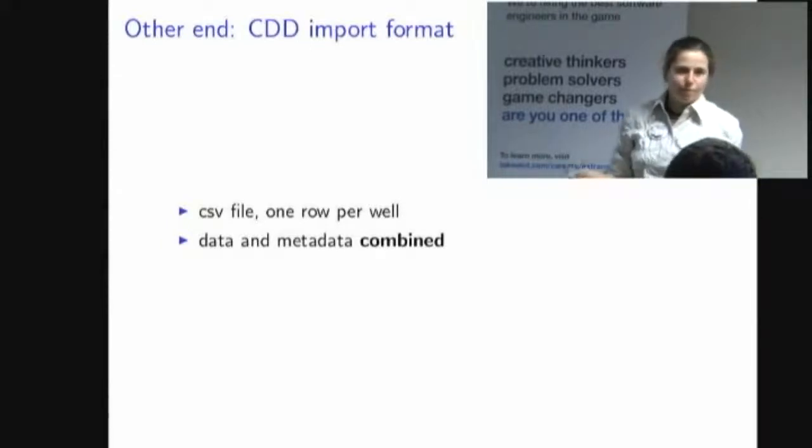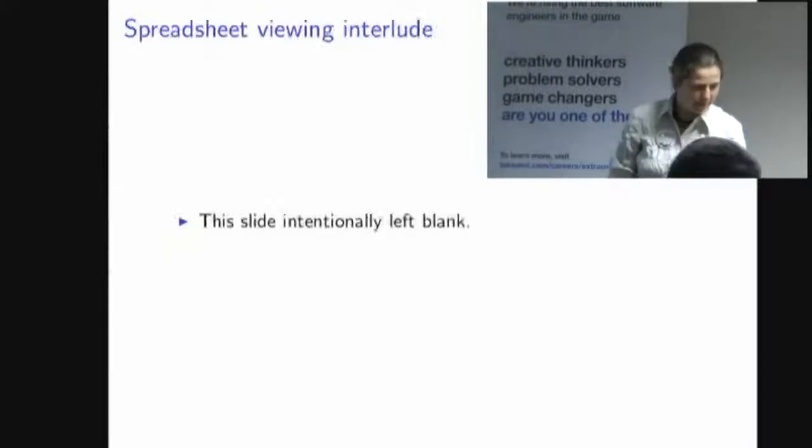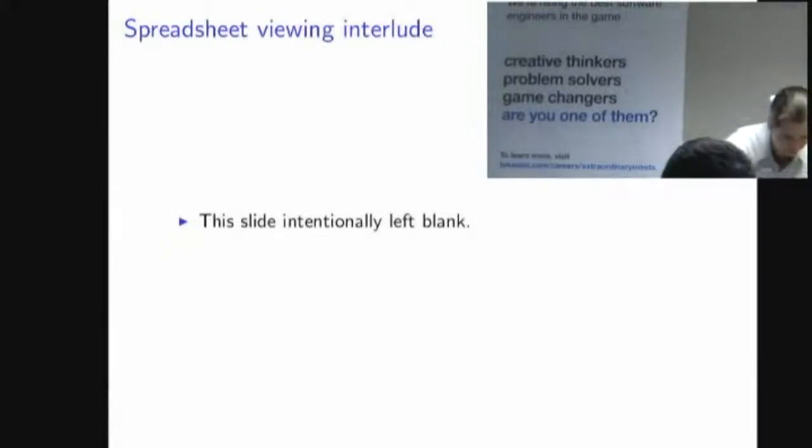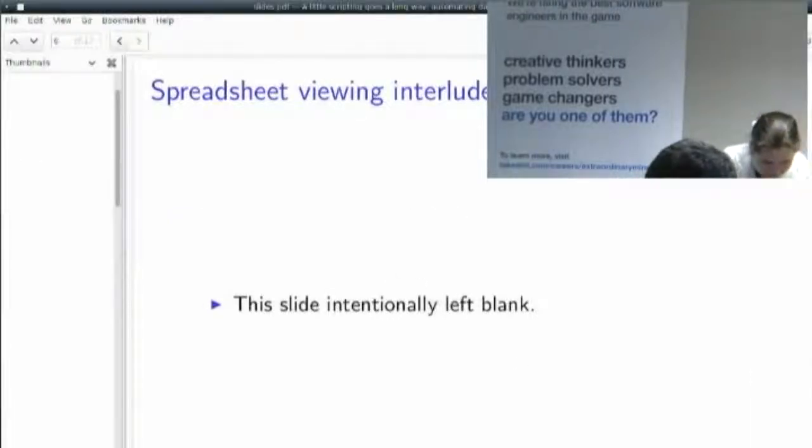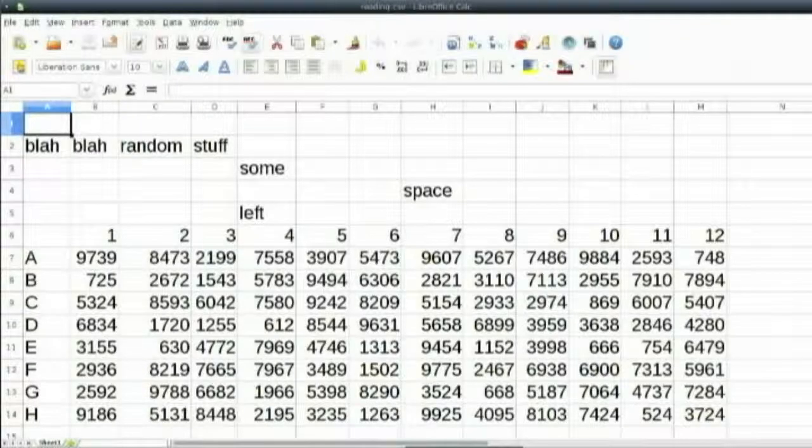On the other hand, the format which needs to be imported into CDD is completely different. It's a CSV file which has one row per well, which contains both the data and the metadata together in the one row. And I will at this point show you what the files look like, because at the moment this is a bit abstract. So the readings look something like this.